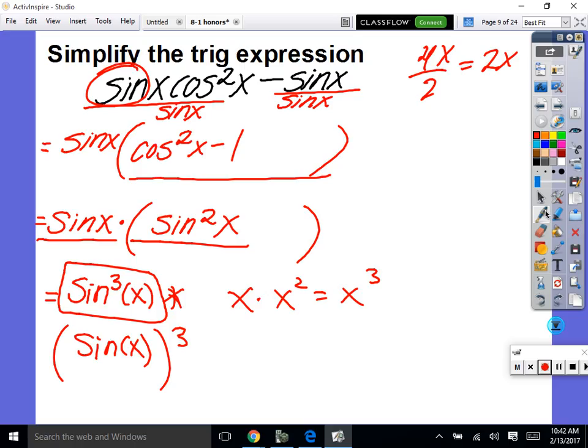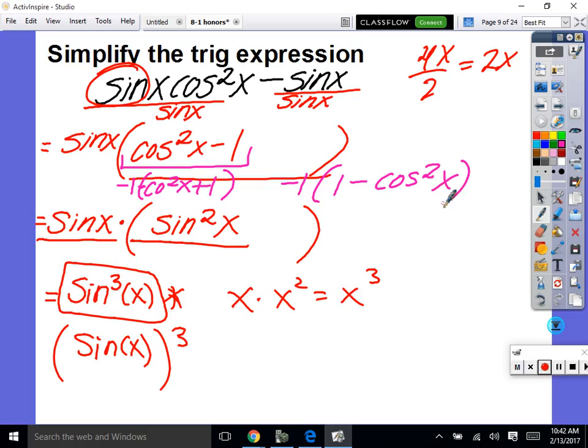So good point. Let's look at it like this instead. Isn't this the same thing as, let's factor out a negative 1. Yeah. And left is negative cosine squared x plus 1, which is negative 1 times 1 minus cosine squared x. That's a good point. We needed to catch that. I'm glad you did catch it. Does everybody see what I'm saying? So we just needed to have a negative 1 here multiplied to that. So this would be negative sine cubed x. Good catch. Negative sine cubed x.